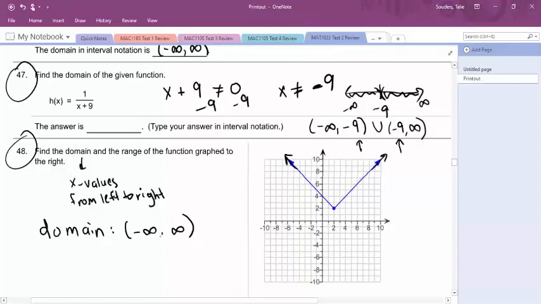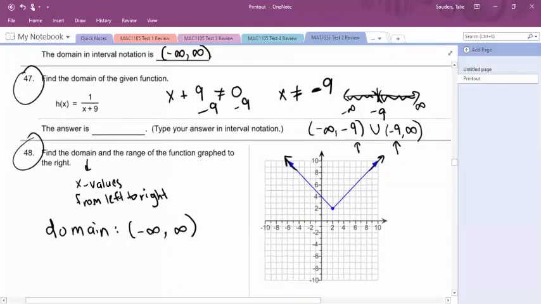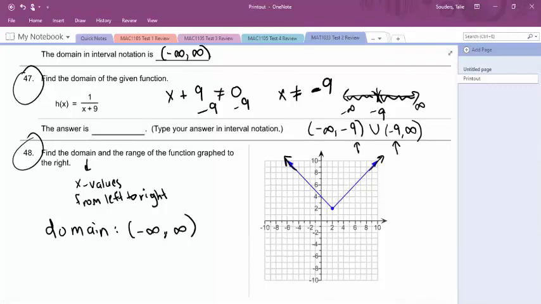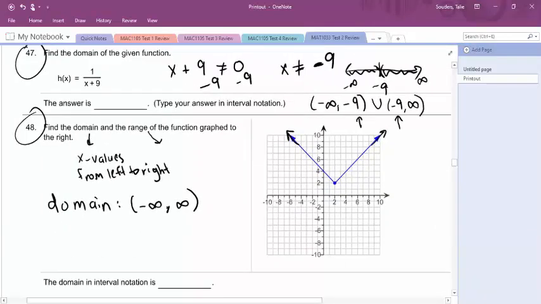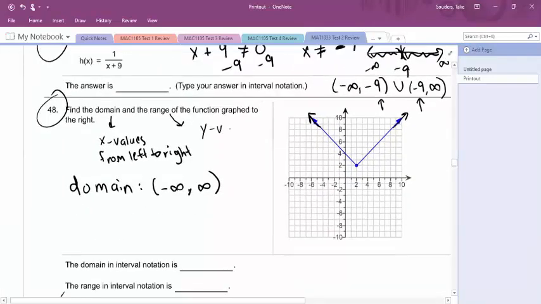And once again, anytime you use infinity symbols, you're going to be using parentheses. What about the range? Now we're not looking at the x values. We're going to look at the y values. And you always have to go in numerical order, smallest to largest. So I like to say that you look at the y values from the bottom to the top, because you have to go from the negatives to the positives.